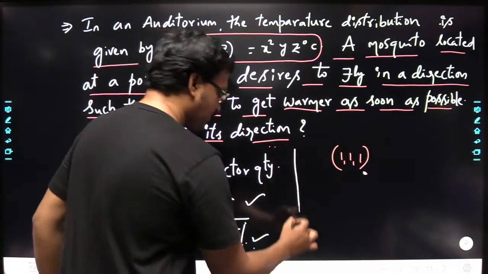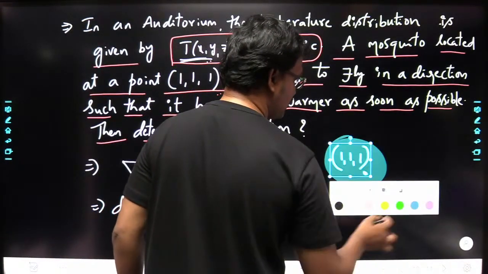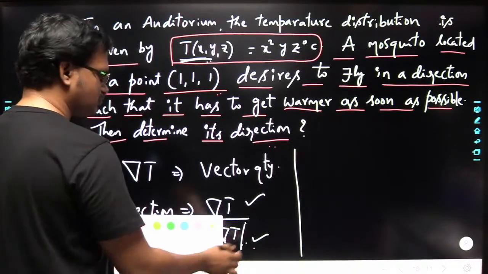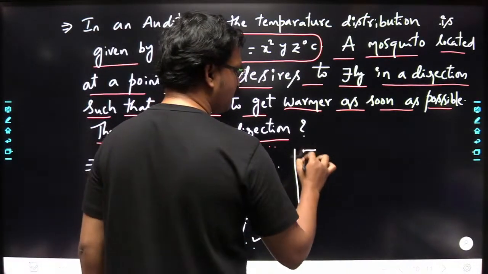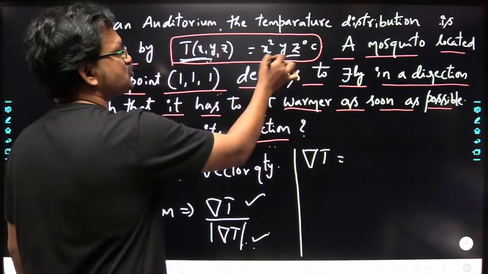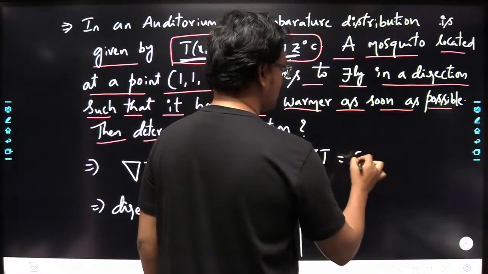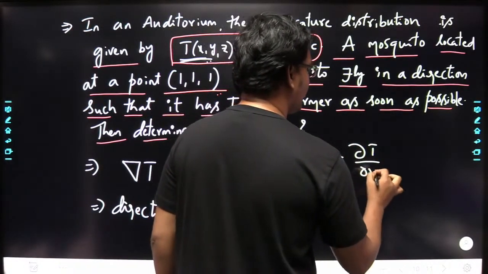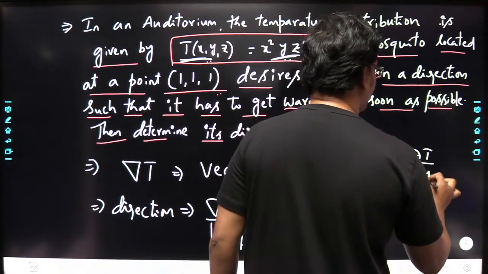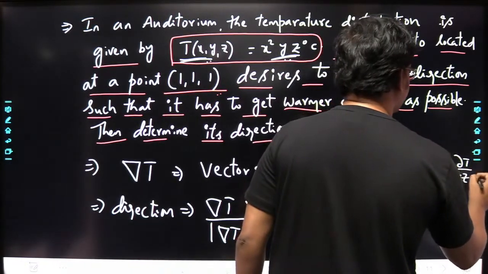So how to determine here? Because they are asking only direction here. Right? So now see here. What is this gradient of T? T is nothing but x square yz degrees centigrade. So gradient of T is dou T by dou x ax cap plus dou T by dou y ay cap plus dou T by dou z az cap.